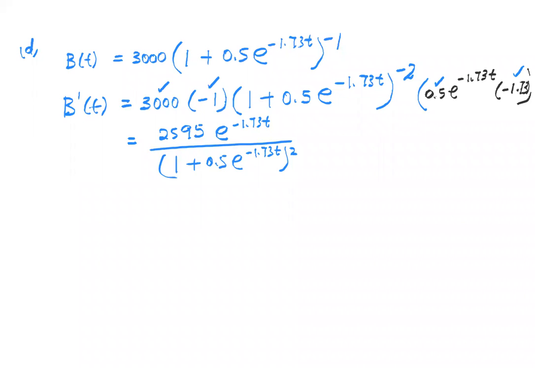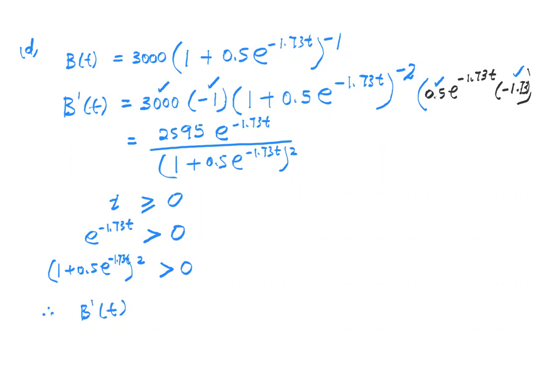So when you want to explain over time, you have to say T greater than 0. So what happened to e to the power negative 1.73t? Definitely always positive, am I right? And the one at the bottom squared. A square number, can it be negative? Always greater than 0. Therefore, B prime T is always greater than or equal to 0. Done. So this shows that it is always increasing over time.